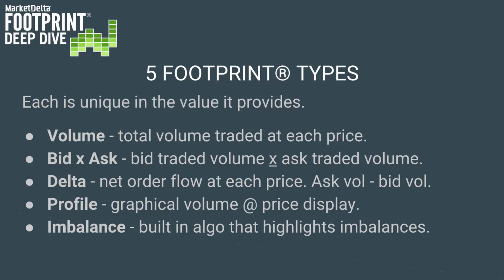The imbalance footprint, last but not least. This one uses the bid-ask footprint. It's based on that. You're going to see a bid and ask-like display, but it doesn't use any background highlighting. Instead, it highlights the actual text and the numbers using a built-in algo that spots these order flow imbalances. This is actually our newest footprint. It's been around a few years though, and it leverages our expertise in understanding what was important to see, and really makes it a little bit easier.